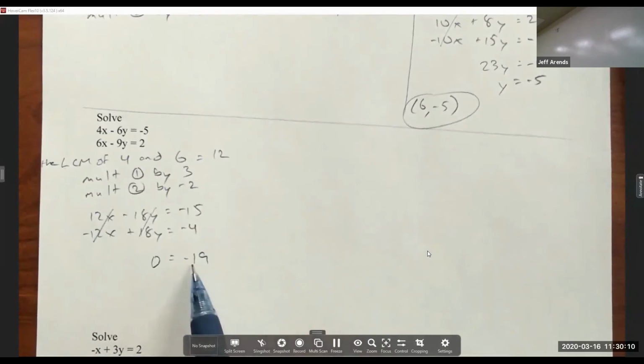Well, 0 equals negative 19. There's no variables in this equation, and it's a false statement. This is a contradiction, which means there are no solutions. There's no solutions to this equation.